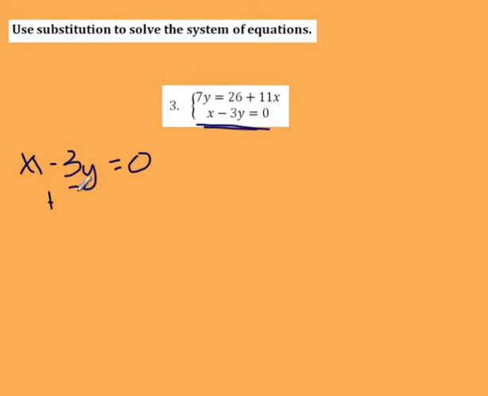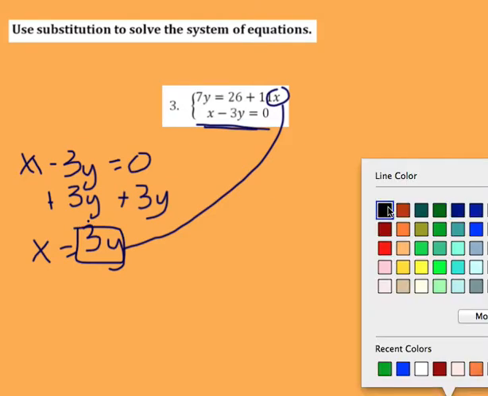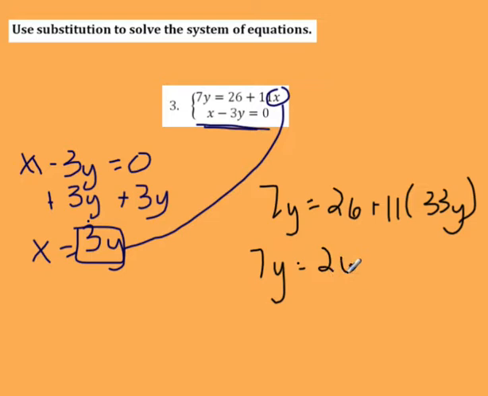To solve that for x, I'm going to add 3y to both sides. So then I get that x is equal to 3y. Where I see x up here, I'm going to plug in that 3y. So let's take a look at that. We have 7y is equal to 26 plus 11x, and now I'm plugging in that 3y. So then I have 7y is equal to 26, oops, this should be 3, plus 33y.